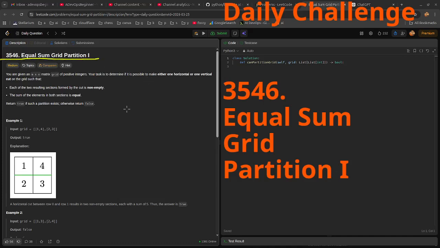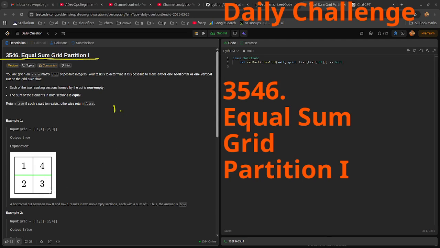Leetcode daily challenge. Question 3546, Equal Sum Grid Partition 1. This is a medium problem. This problem is asking us to check if the summation of the two sections after we split this original grid into two are equal. So the solution for this one is pretty straightforward.